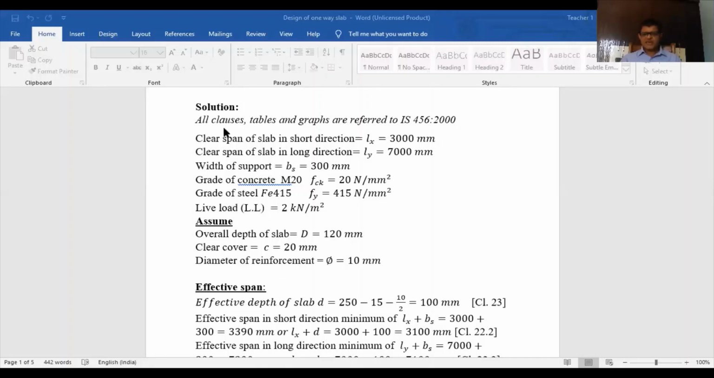Now again, all the clauses, tables and graphs are as given in IS 456:2000. The clear span in the x direction is 3 meter, 3000 millimeter, and in the y direction is 7 meter, so 7000 millimeter. Then the width of support is given as 300, the grade of concrete is given as 20 Newton per square millimeter, and the live load is given as 2 kilonewton per square meter. Now, what do you assume?